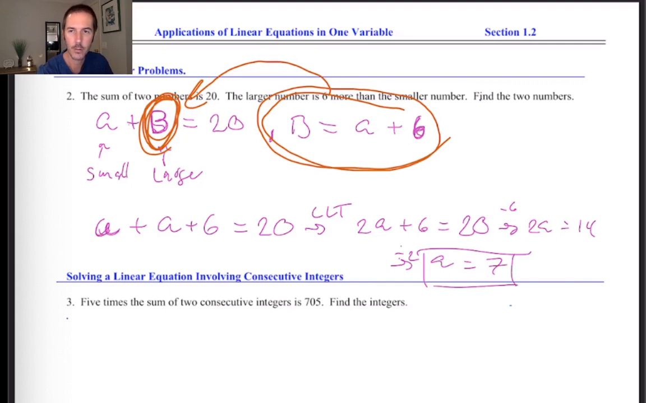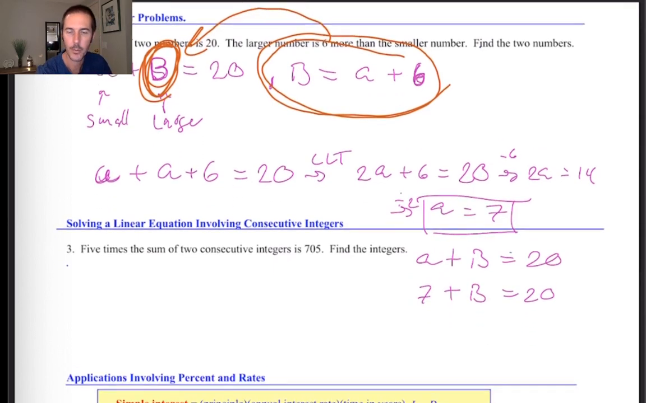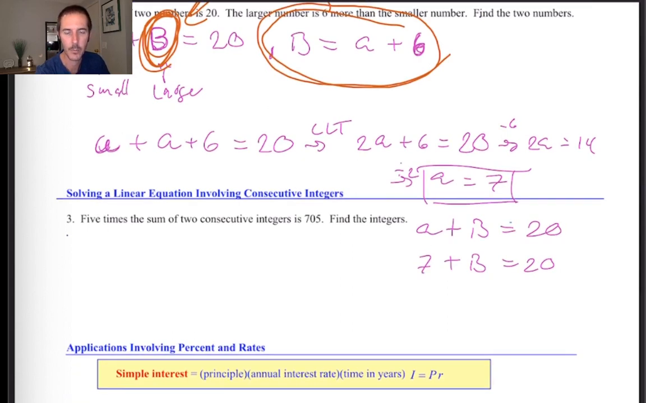That's the smaller of our two values. And we know that the sum of our two numbers is equal to 20. We know that a plus capital B is equal to 20. Now I know that a is equal to 7, so I can literally replace the a with a 7. Added to b is equal to 20. We'll subtract 7 from both sides in order to find out that capital B is equal to 13.